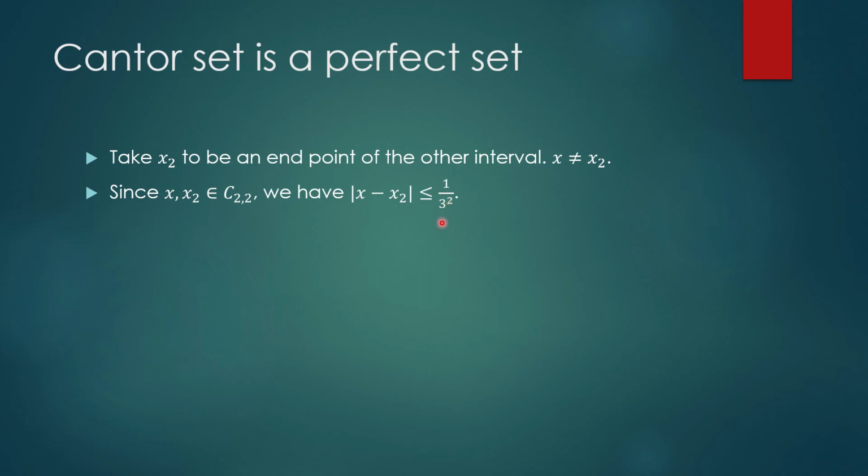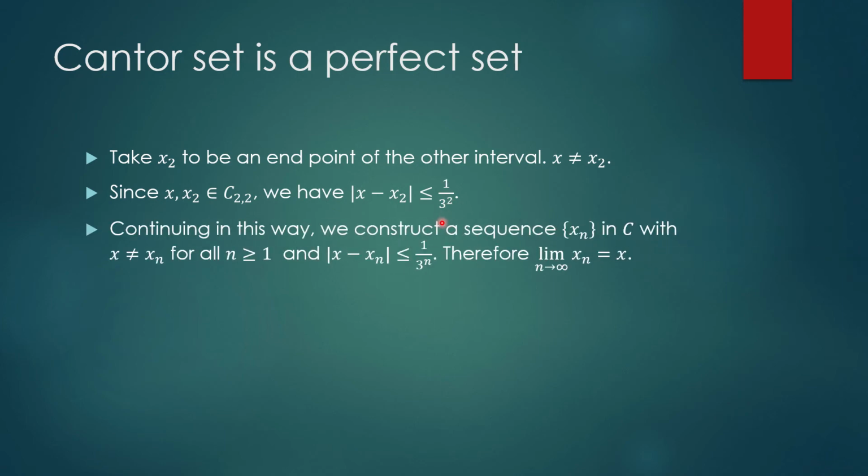So the process continues infinitely. Continuing in this way, we construct a sequence Xn in C, so every member of this sequence is in the Cantor set. By our construction, X is never equal to Xn for all n greater than or equal to 1, and the distance between X and Xn is less than or equal to 1 upon 3 to the power n. Then as n tends to infinity, Xn tends to X, so the limit of Xn is exactly X.